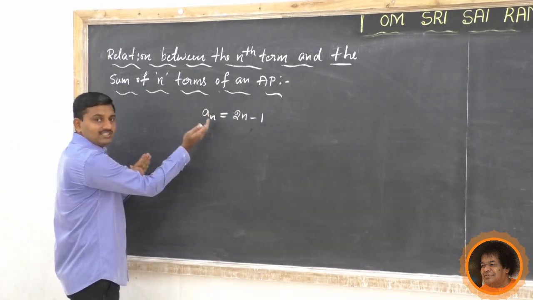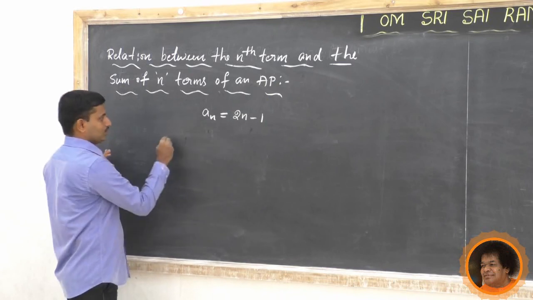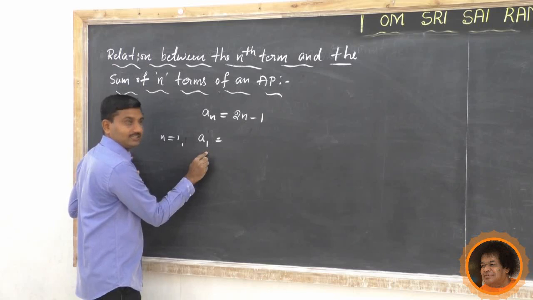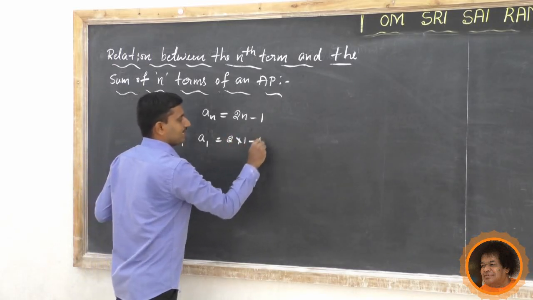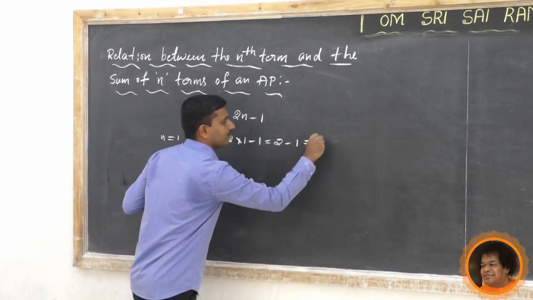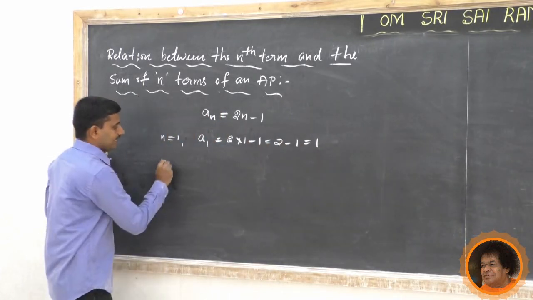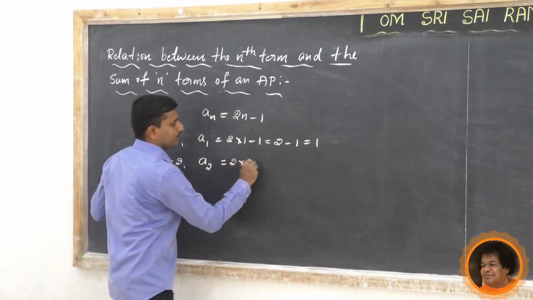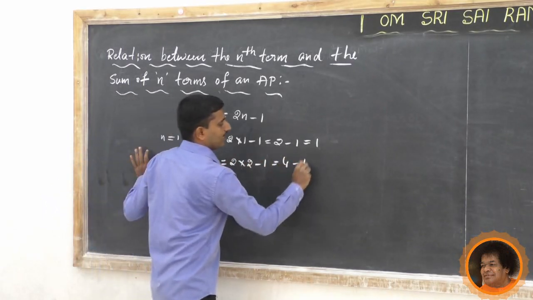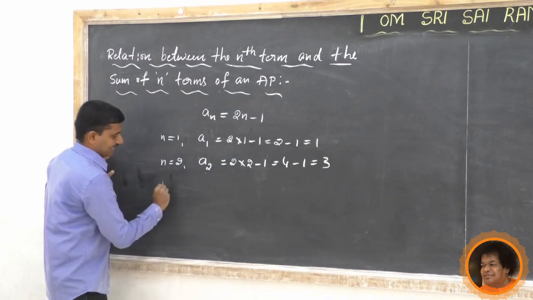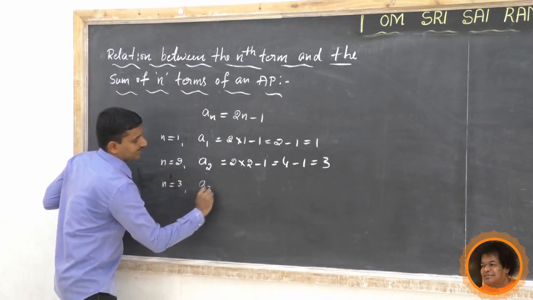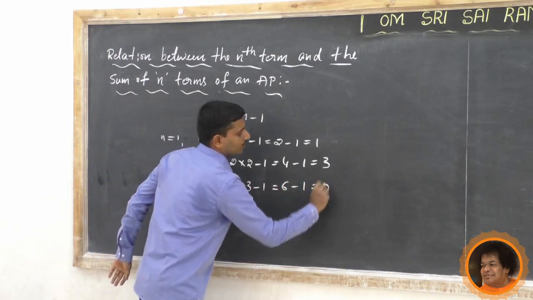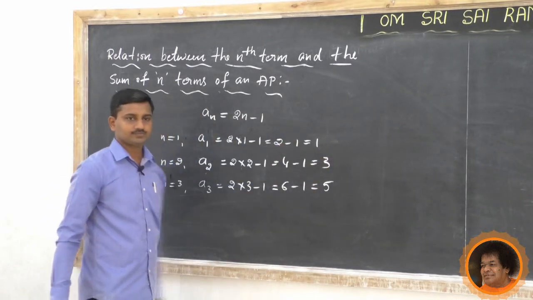Now find the first term, second term and third term. When n equal to 1, a1 means the first term, 2 into 1 minus 1, which is equal to 2 minus 1 equal to 1. And n equal to 2, a2 means the second term, 2 into 2 minus 1, that is 4 minus 1 equal to 3. And n equal to 3, that is a3, 2 into 3 minus 1, 6 minus 1 equal to 5. So these are the terms.